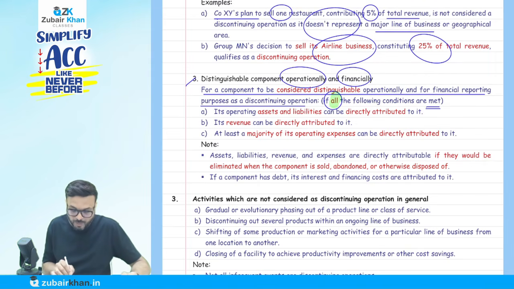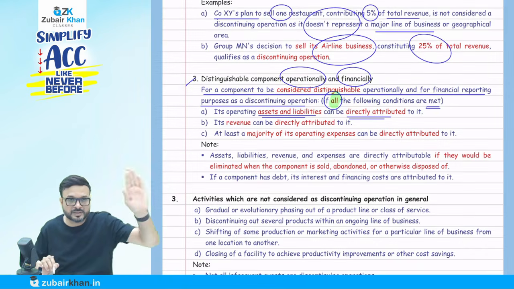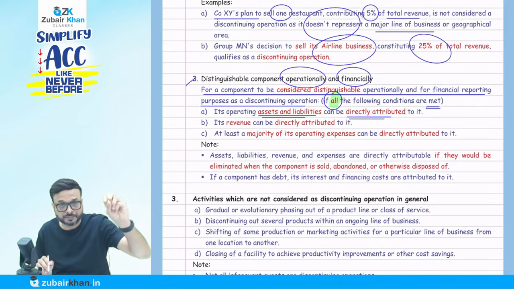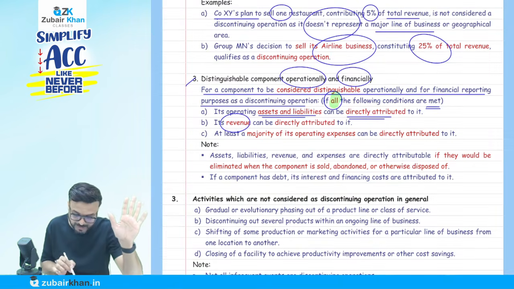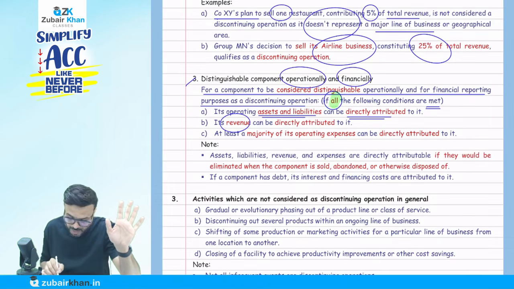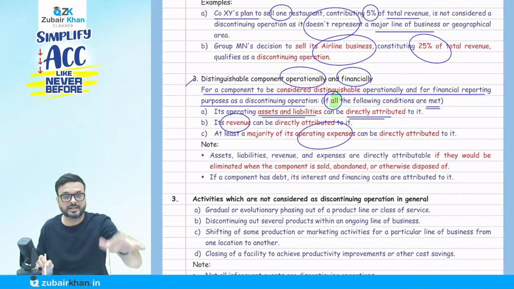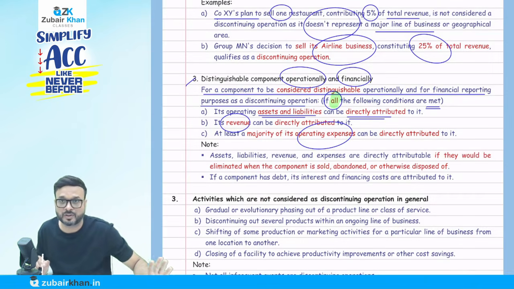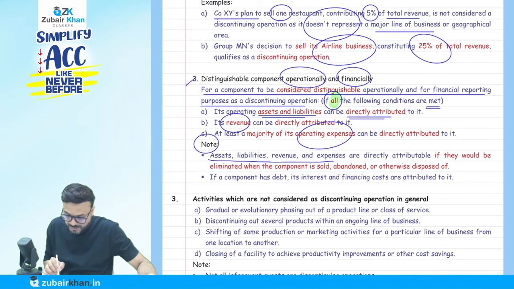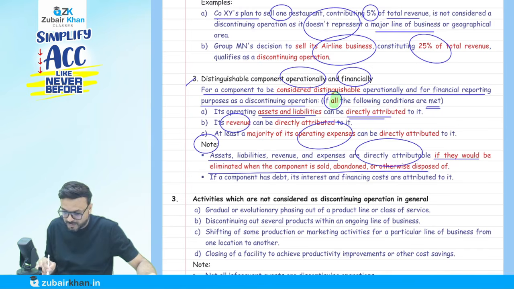They say its operating assets and liabilities can be directly attributable. Now we know how much is the asset of that operation, how much is the liability. For example, if you want to discuss the airline, we know how much are the airline's operating assets and liabilities, how much is the revenue from them, and at least the majority of its operating expenses. So we know the expense, income, asset, liability of that particular operation. Okay. So they note that assets, liabilities, revenue and expenses are directly attributable if they would be eliminated when the company is sold, abandoned, or otherwise disposed of.